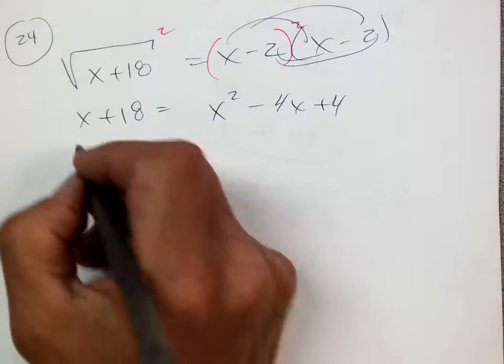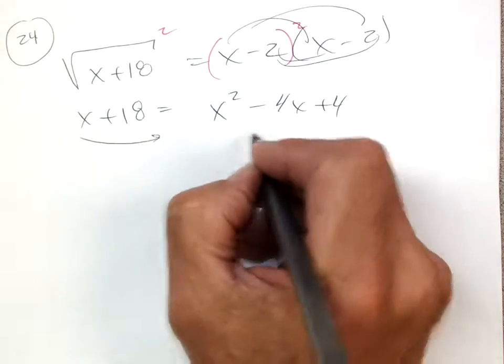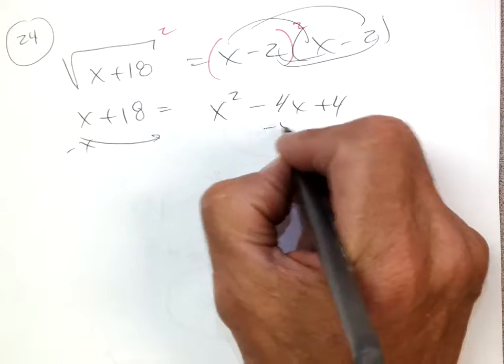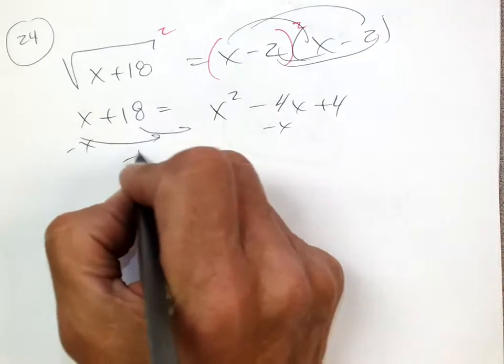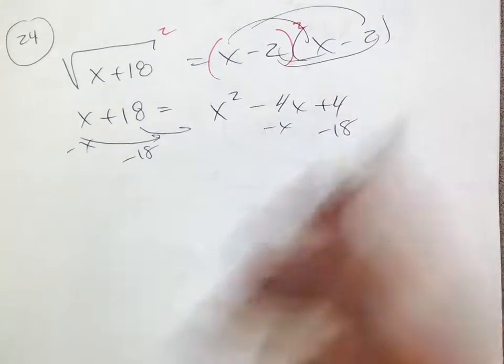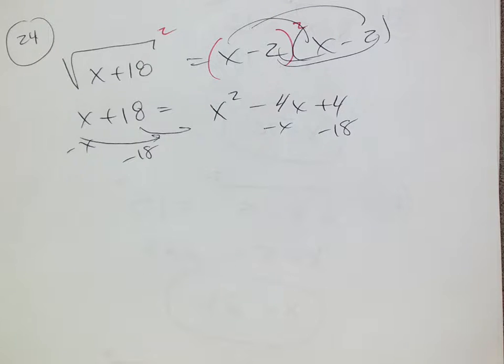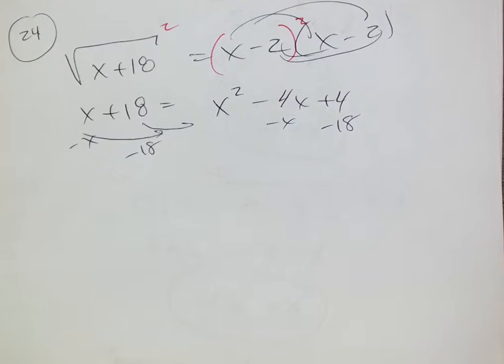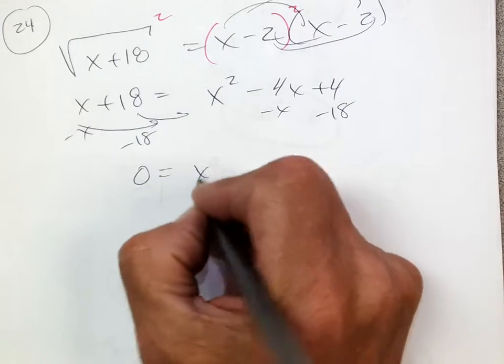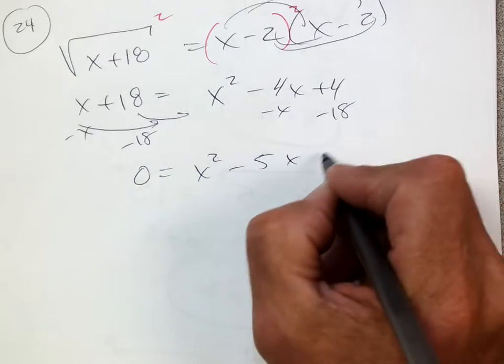Okay, I'm going to have to factor. So let's bring over the x. So I subtract. I got to go minus my x, minus my x. I got to bring over my 18, so I'm going to subtract my 18, because it has to equal 0 before you can use the poly button. Okay, so we can use the poly button real soon, right? 0 equals x squared minus 5x minus 14.